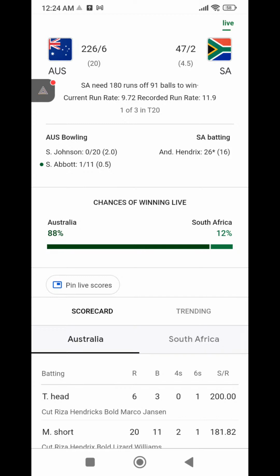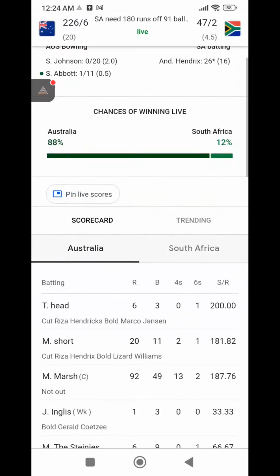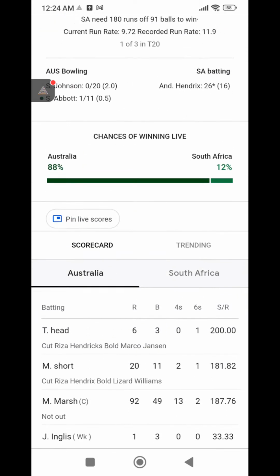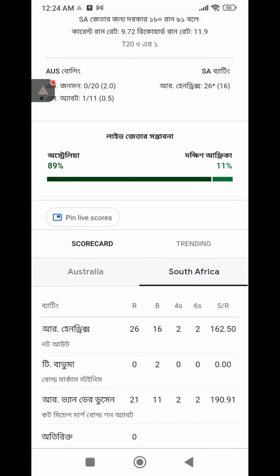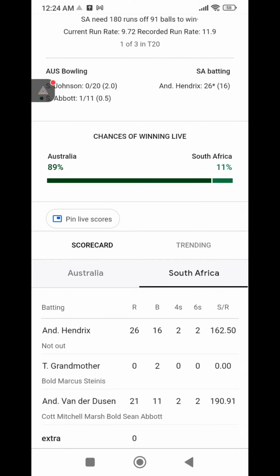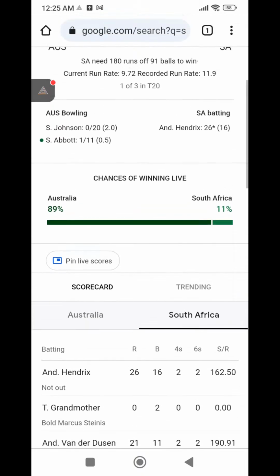Now the second wicket departs. Van der Dussen returns back to the pavilion. Caught Mitchell Marsh, bowled Sean Abbott. So Abbott has taken the wicket of Van der Dussen.